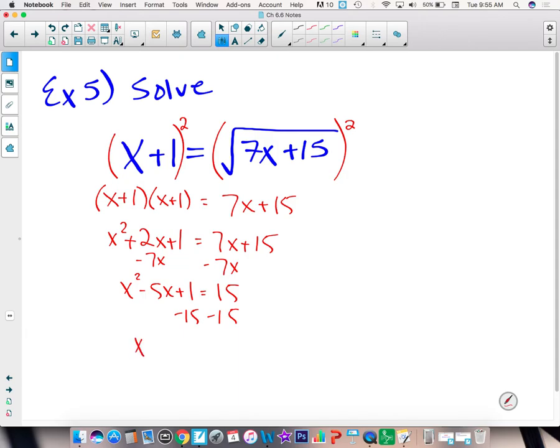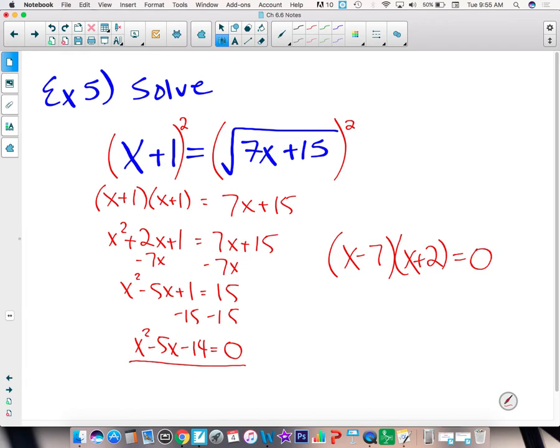Okay, so it's x squared minus 5x minus 14 equals 0. Now this is what we have to factor. That's just a normal factoring problem. You have two numbers that multiply to give you negative 14 and add to give you negative 5. So that's going to be (x minus 7)(x plus 2) equals 0.